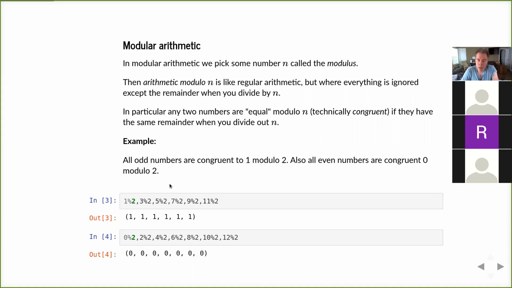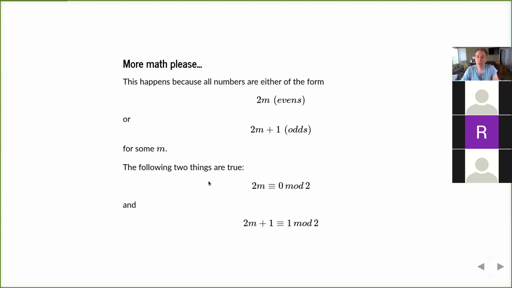This is when my daughter is 4 and she's learning about even and odd numbers, and she's basically learning how to do arithmetic mod 2. All odd numbers are 1 mod 2, and all even numbers are 0 mod 2, because 2 goes evenly into every even number, but 2 has a remainder of 1 when you send it into any odd number. And here's the explanation why it's true.